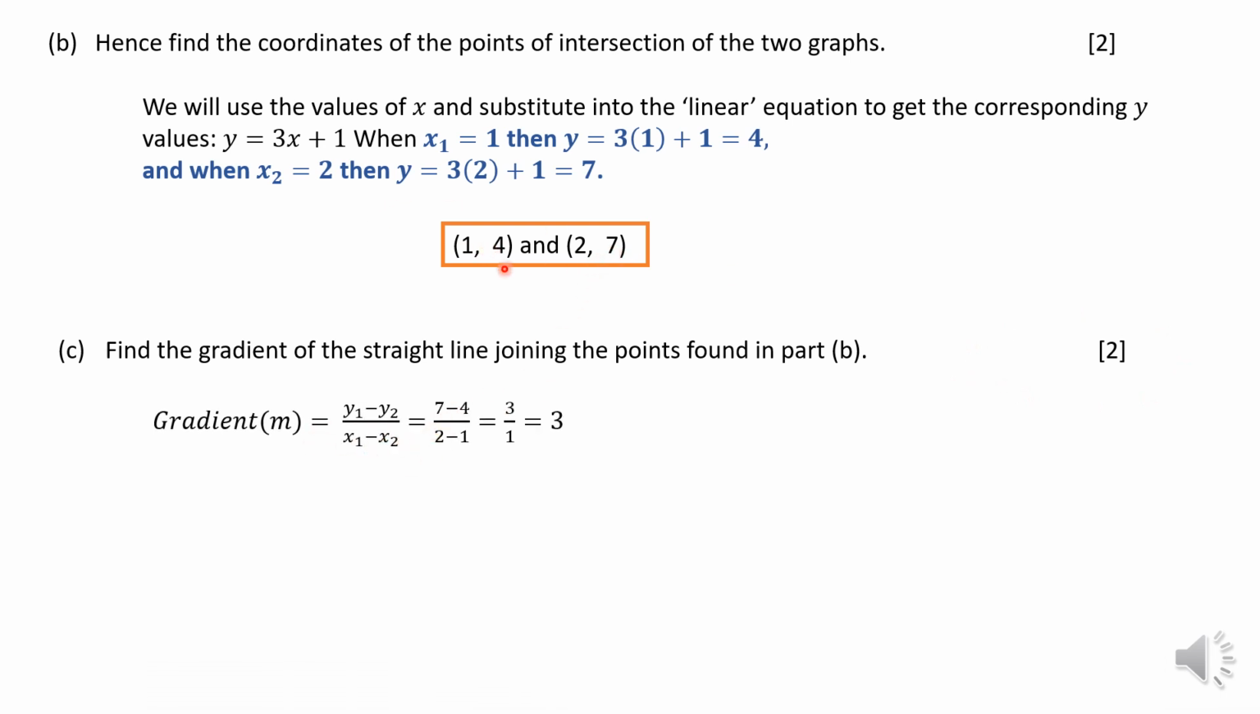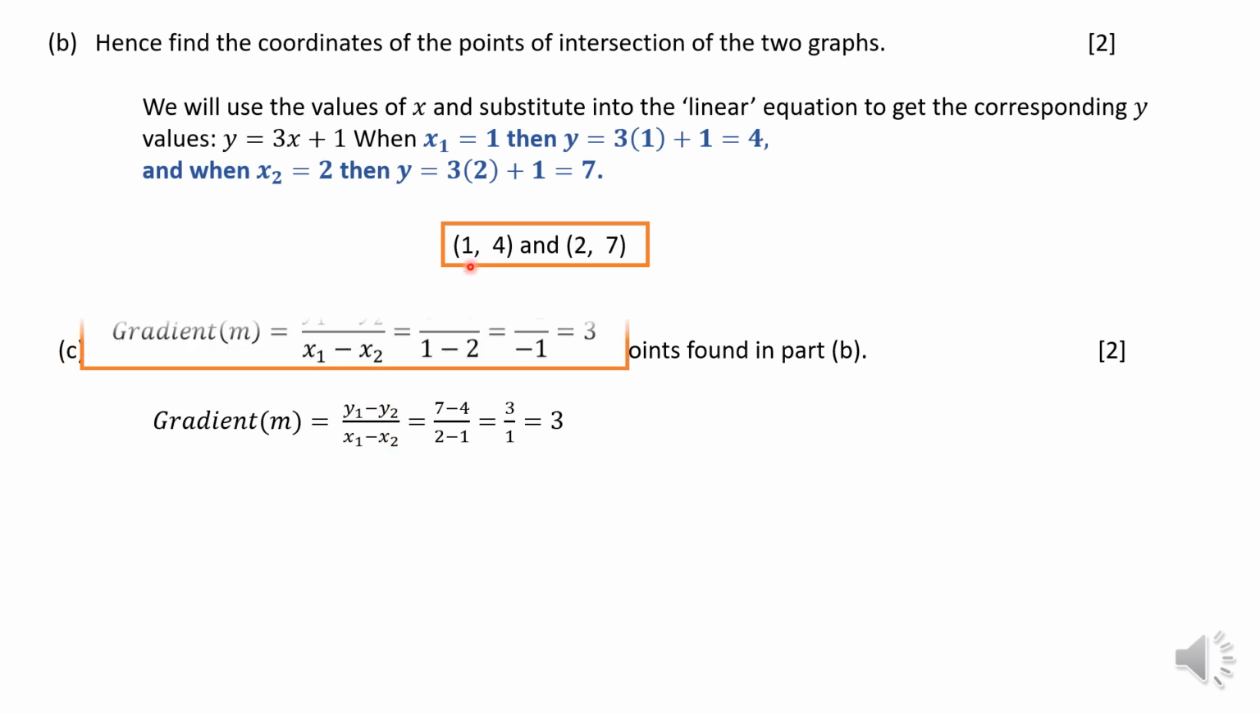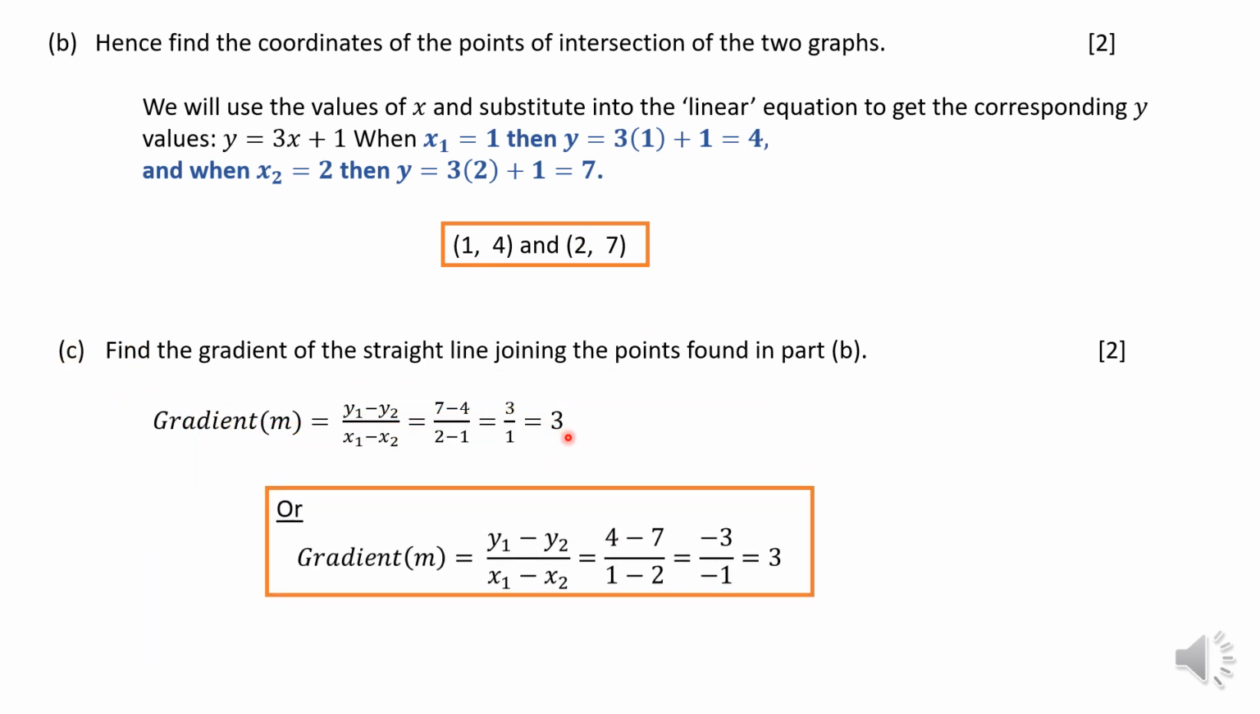Again, I started with 7 minus 4 for the change in y. Then I took the change in x by simply saying 2 minus 1. That gives me a gradient of 3. Or you can use 4 minus 7 for the change in y divided by 1 minus 2. You're still going to end up with the same answer.